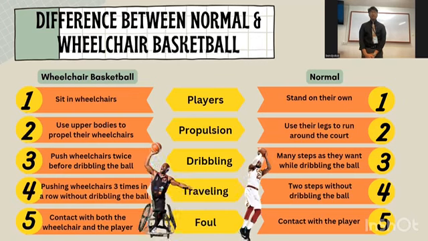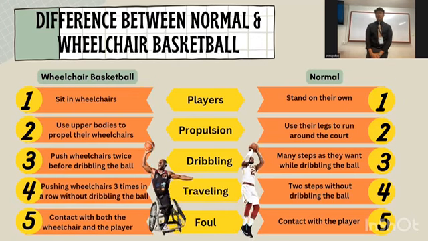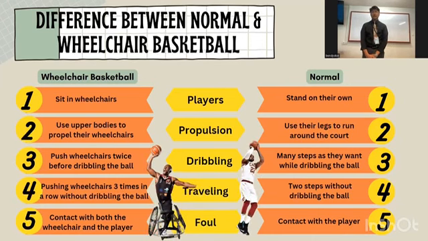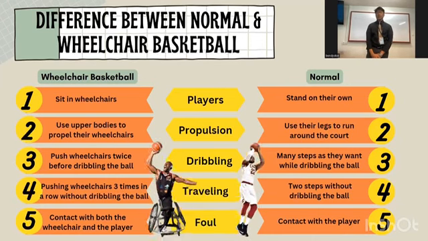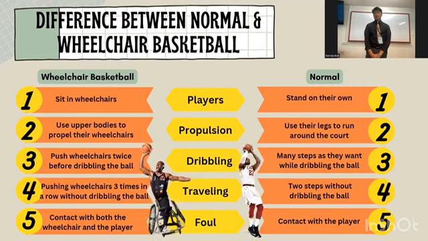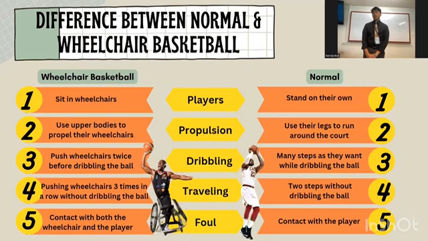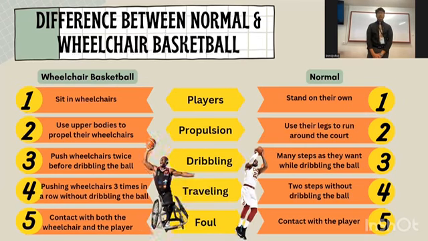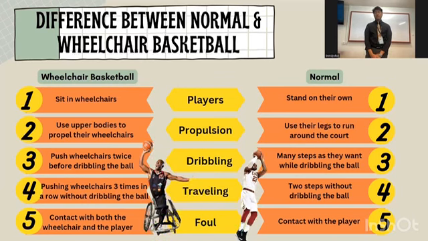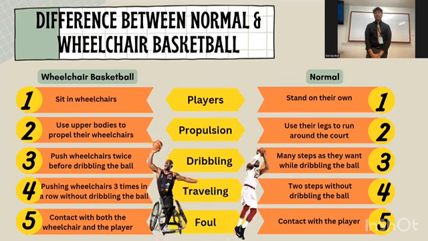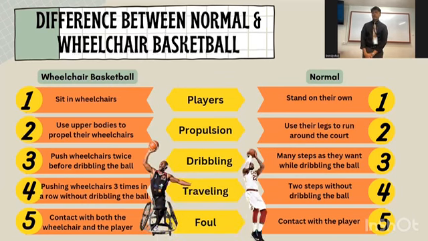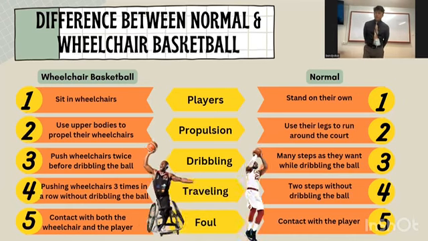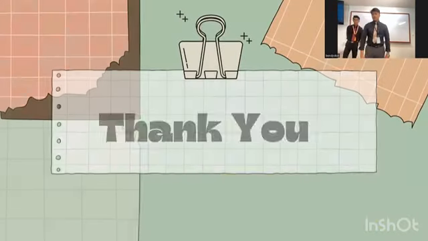And then for traveling, the wheelchair athlete will be pushing the wheelchair around 3 times in a row without dribbling the ball. And for the normal athlete, they will just need 2 steps without dribbling the ball. And lastly, for the foul, for the wheelchair basketball athlete, any contact with both the wheelchair and the player, we consider as a foul. And for the normal athlete, the contact with the player is considered a foul. Okay, that's all for us. So, thank you.